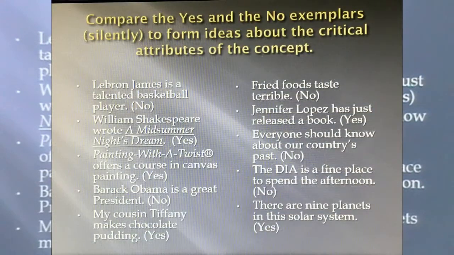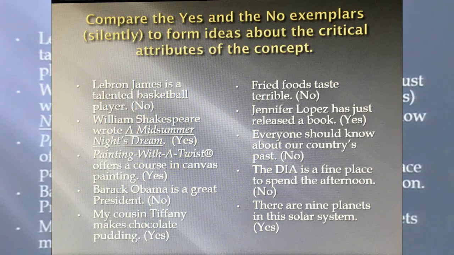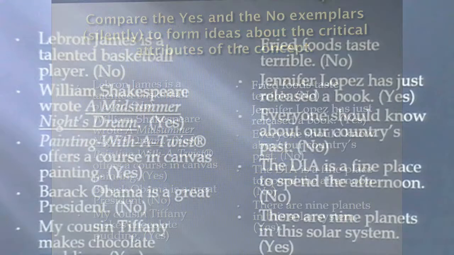Okay, so compare the yes and the no exemplars silently to form ideas about the critical attributes of the concept. So you're going to write at least 3 yeses down and at least 3 nos down. And then take a few minutes to compare and contrast the yeses and the nos to try to figure out what the concept is.